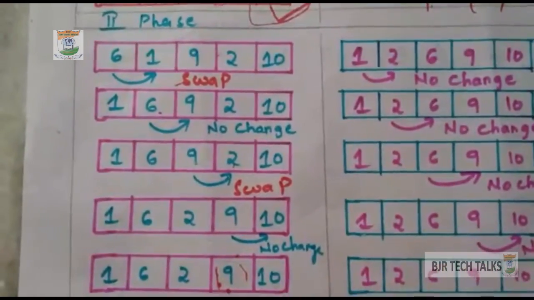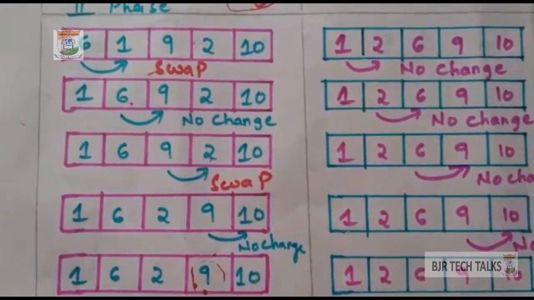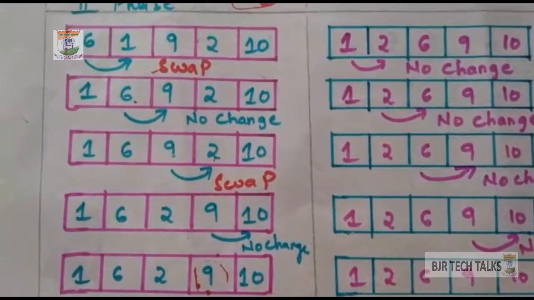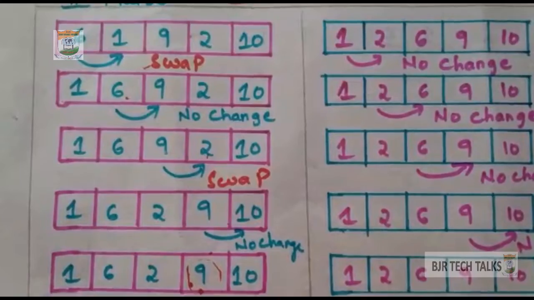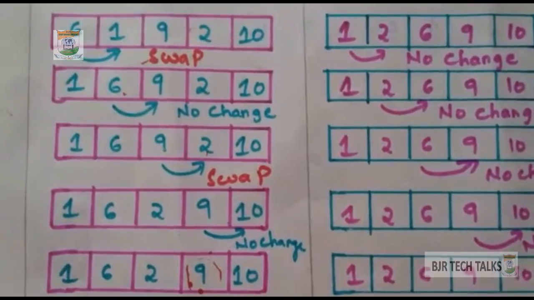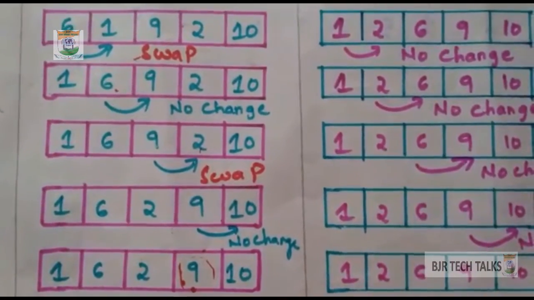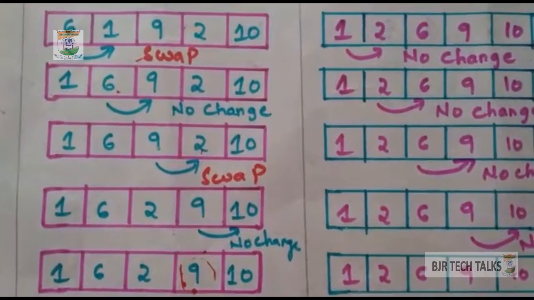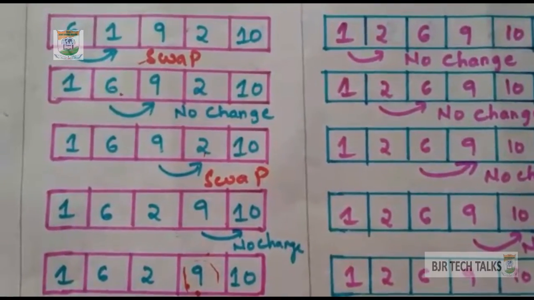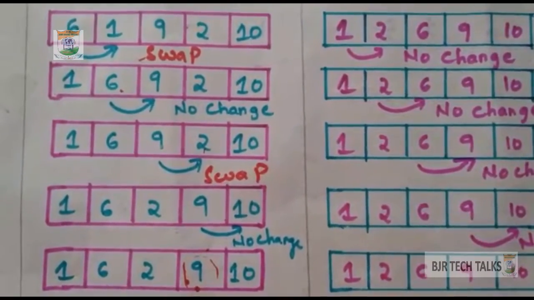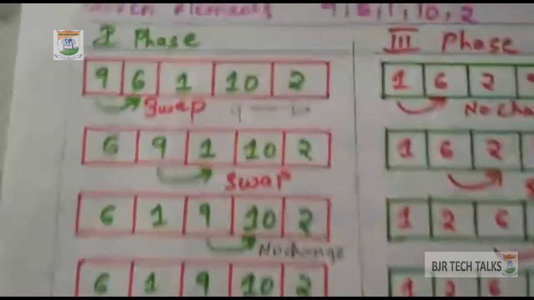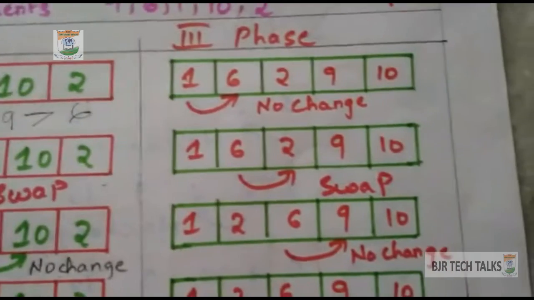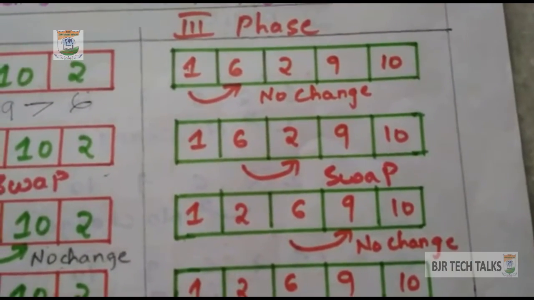So here you can see after 2 phases, the largest numbers of the given elements have occupied their correct positions. That means 9 and 10 are fixed. Now we can interchange the first 3 elements, that is 1, 6, 2. So taking this last array of the second phase, we will do the third phase. You can see the third phase here: 1, 6, 2, 9, 10.